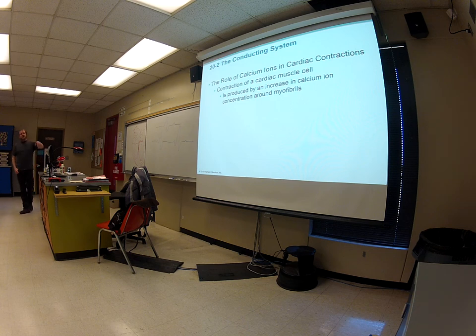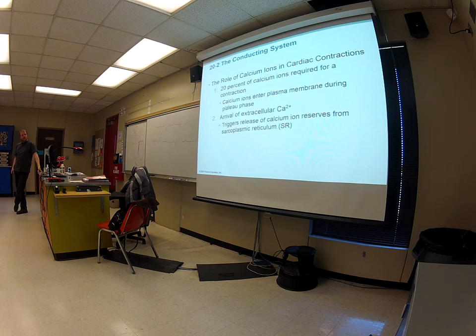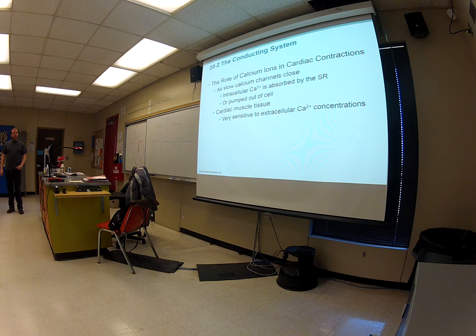Now, the role of calcium ions in cardiac contraction: contraction is produced by an increase in calcium ion concentration around the myofibrils. About 20% of the calcium ions required for a contraction come from outside. The arrival of extracellular calcium triggers the release of calcium ions from the sarcoplasmic reticulum. So we're talking about just like a muscle contraction, except it is drawn out. It's a long, long muscle contraction, not like the short muscle contractions we learned about. So this is just a refresher of what's happening.